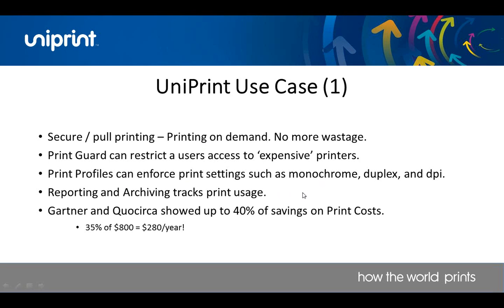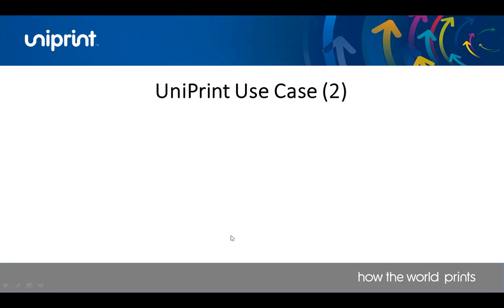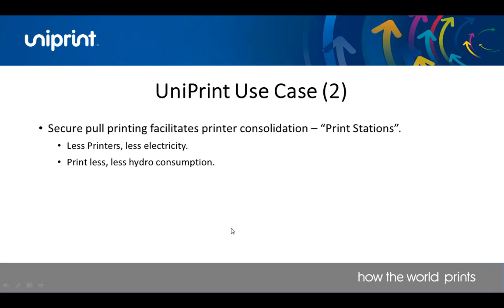With printer profiles, one of our features in PrintPal, you can set monochrome duplex as a default. And of course, with reporting, you now have real numbers to show. And like we said, Gartner and Quocirca show you save 40%, $280 per year. Let's say you cut it by half, $140 per year, right?